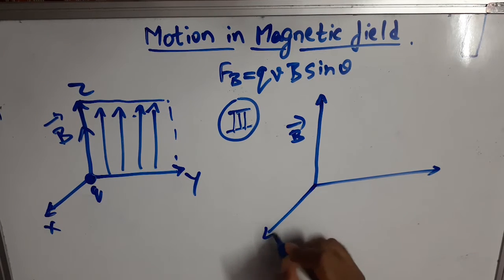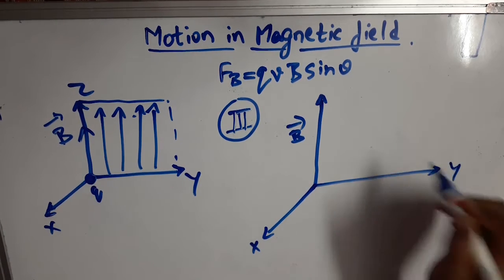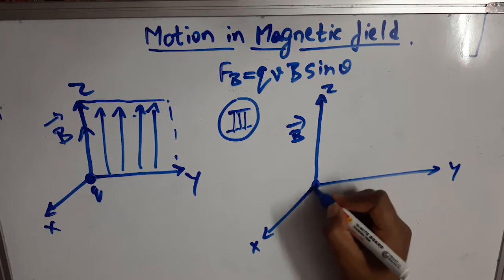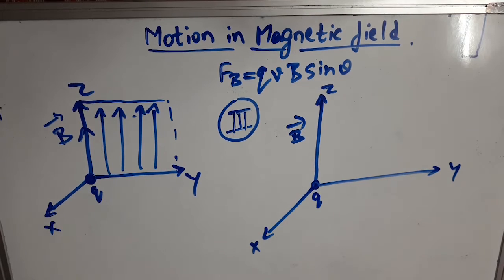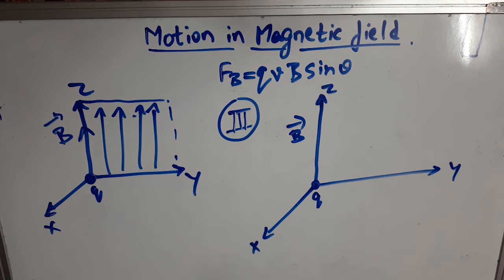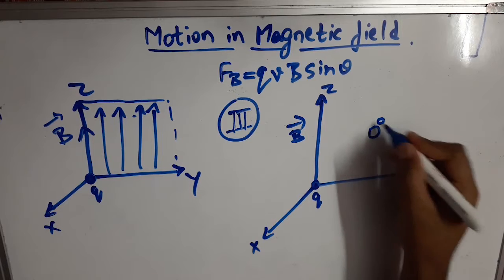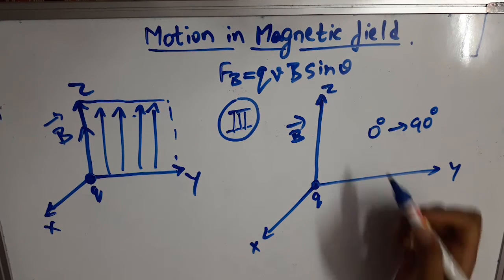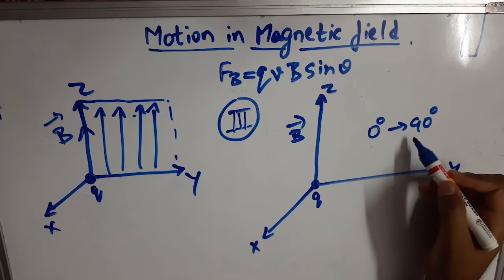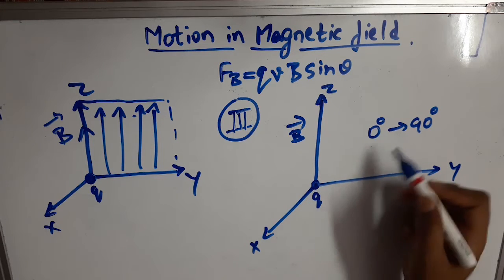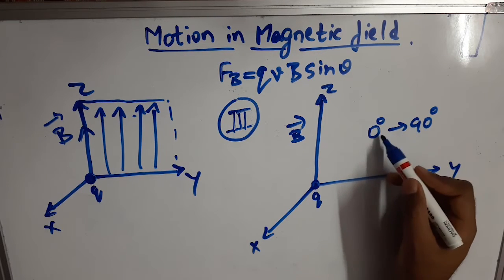Okay, let me define another axis, x, y, z. Now I have my charged particle here, q, and I am going to project it at any arbitrary angle theta. It may be 15 degrees, 16, 17, 30, 40, that is between 0 degrees and 90 degrees. We have covered the 0 degree in the first case, and the 90 degree in the second case. So in the third case, I am going to project the particle at any arbitrary angle between these two values.